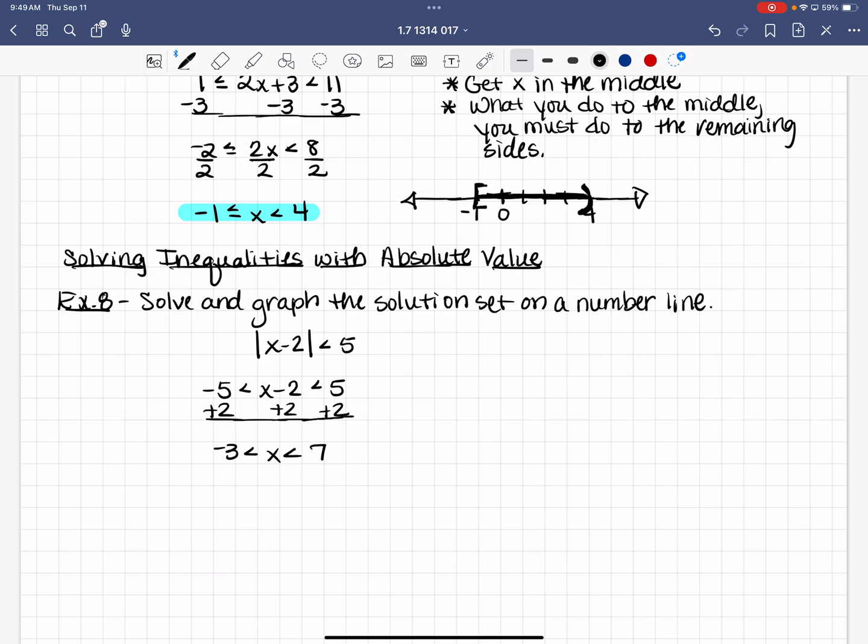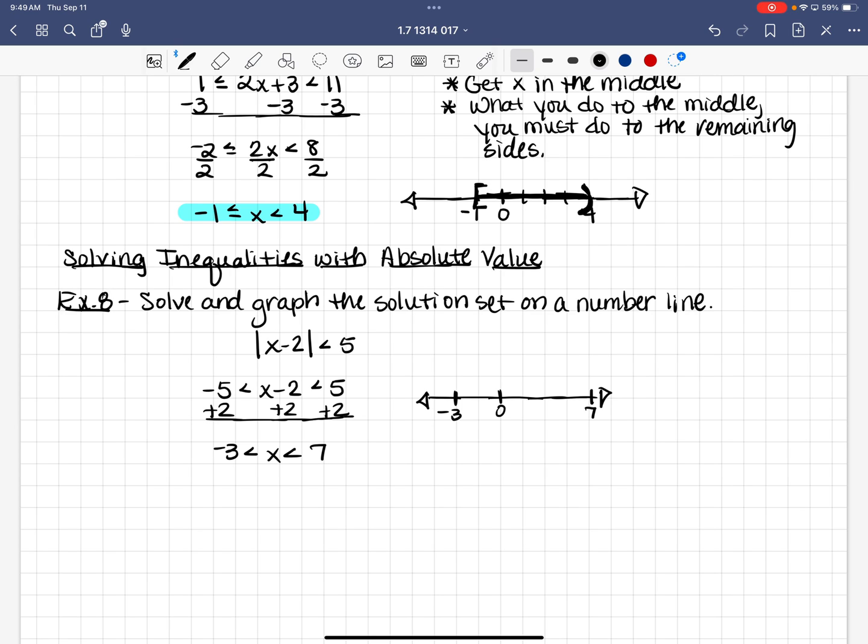Okay? So what this is telling me is I can pick any x between -3 and 7, and it will come out less than 5. I plug it in for that x in the absolute value, and it'll come out less than 5. Okay? So here's a 0, here's a -3, and I'm just going to put my 7 down here.